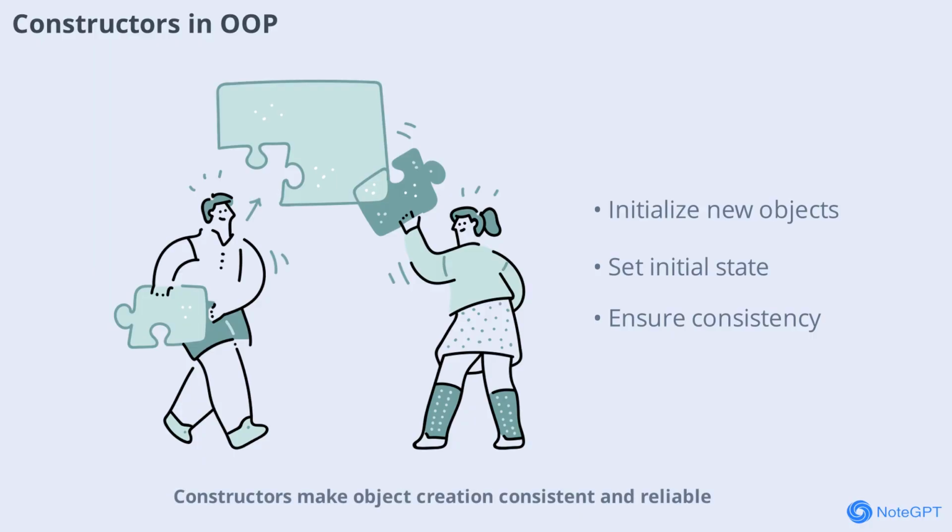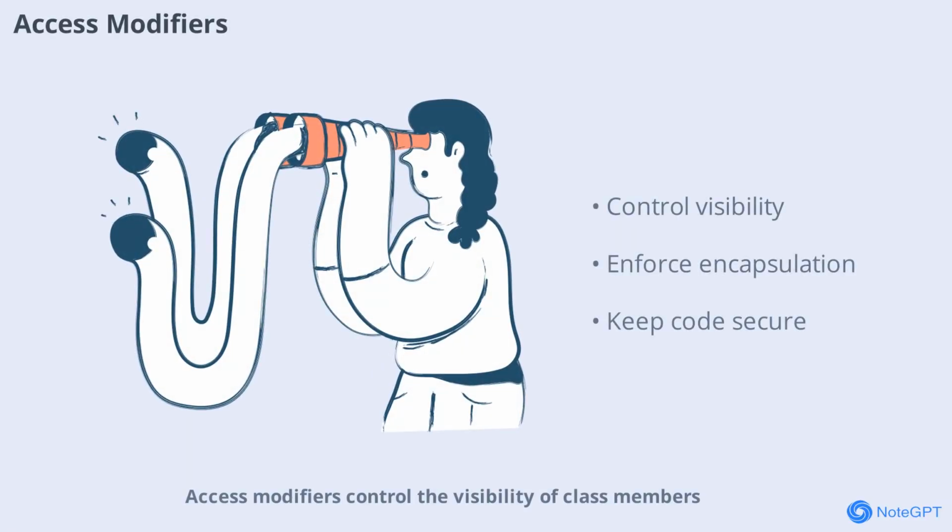Constructors make object creation consistent and reliable. Access modifiers control the visibility of class members, such as attributes and methods. Common modifiers include public, private, and protected. These keywords determine whether other parts of the program can access or modify certain data. Using access modifiers wisely helps enforce encapsulation and keeps your code secure and organized.